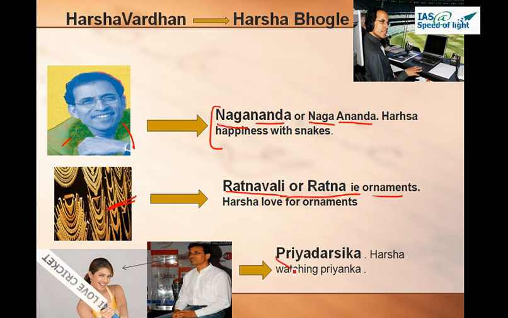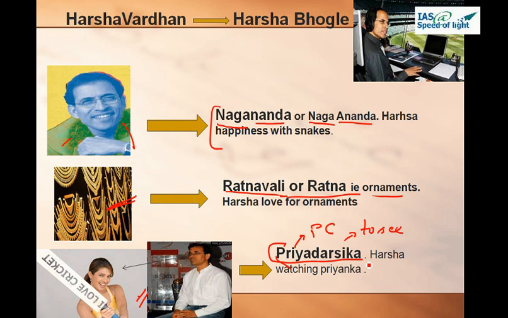Then the third book he wrote was Priyadarshika. Priya becomes Priyanka Chopra, and Darshika means to see or to watch. So see here how Harsha Bhogle is watching Priyanka Chopra, and it is quite obvious also, she is such a pretty lady. So Harsha Bhogle watching Priyanka Chopra. Priya, that is Priyanka Chopra, and Darshika, to see and watch. So Harsha Bhogle watching Priyanka.